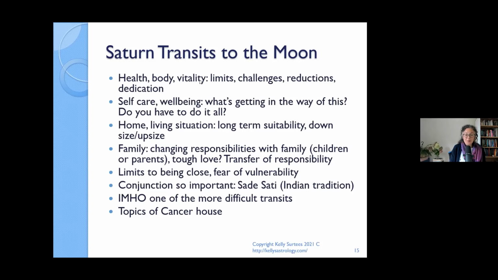I can see a lot of comments here. I want to mention that specifically in the case of the moon only, the transiting Saturn conjunction to the moon is considered to be so important and incredibly difficult that in the Indian traditions of astrology, they give it its own special transit name, which is something called the Sade Sati, the Saturn transits. And that looks at something more than what we're talking about now. It covers a longer time frame than just Saturn transiting conjunct the moon, but that's the center of that piece.